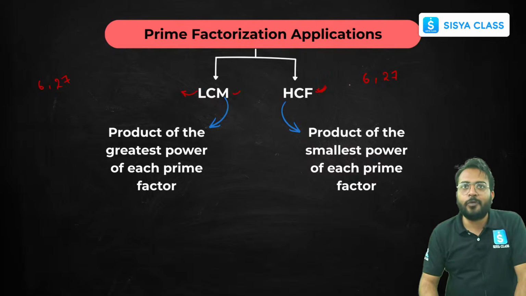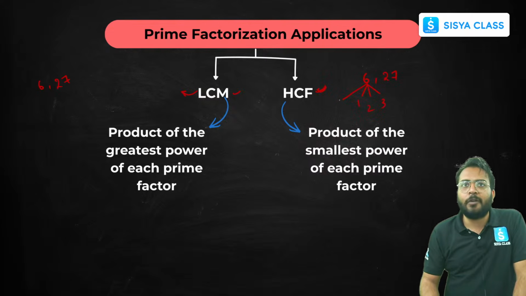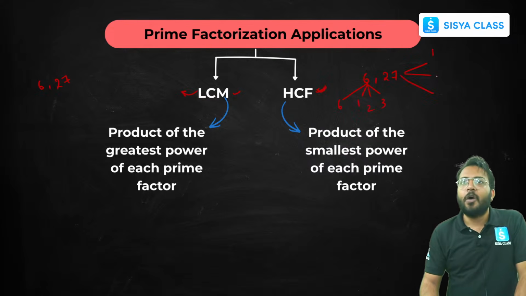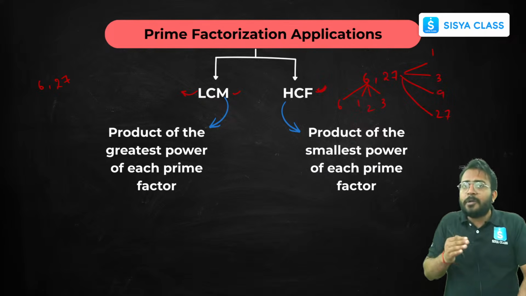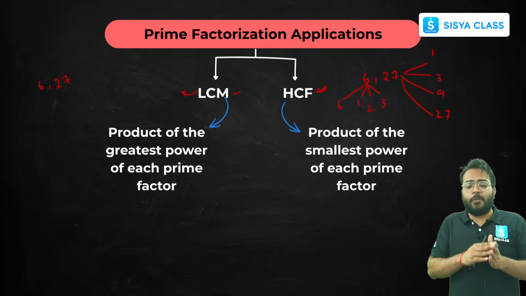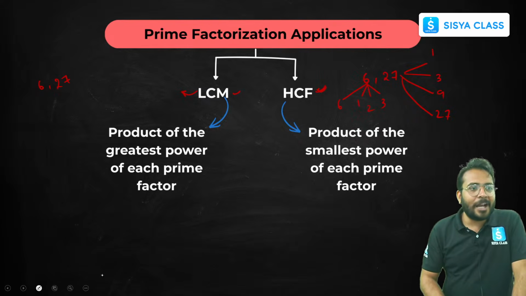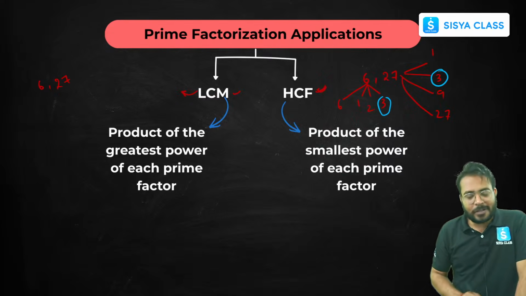All right, so if you see the factors of 6 and 27: the factors of 6 are 1, 2, 3 and 6, and the factors of 27 are 1, 3, 9 and 27. Can you see any common factor? Yes, 1 and 3 are the common factors, and out of 1 and 3, the highest one is 3. That's why the HCF of 6 and 27 is 3.